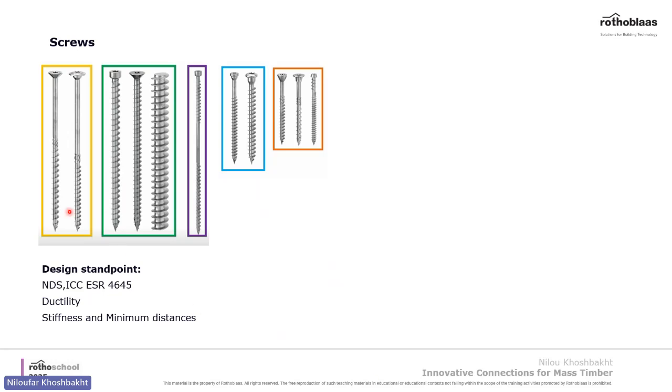We have partially threaded screws that allow components to be pulled together. If you need more rigidity in the connection, you can use fully threaded screws. We also have fully threaded rods for hybrid systems. We have screws to attach insulation to facades. We have steel-to-wood screws. And finally, we have screws that are suitable for outdoor applications like decks and pergolas.